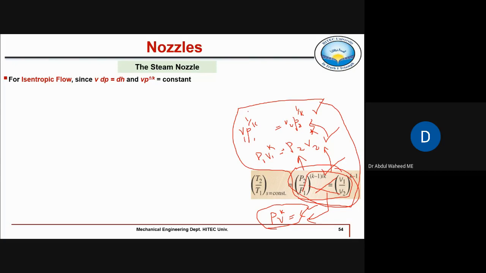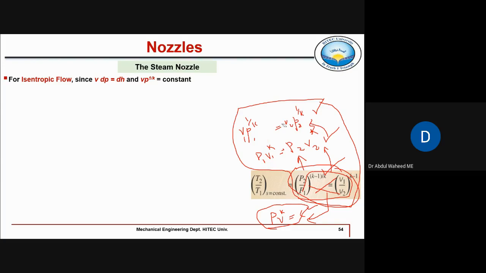Okay. On the basis of this equation, it is written here, and this equation is for isentropic, S is equal to constant from 1 to 2. So that is written here, Vp to the power 1 over k for an isentropic flow. Now what is this thing? VdP is equal to dH. Now let's see what is this. VdP is equal to dH. ये अगर क्लियर नहीं है तो let's discuss later on, because it is the basic mathematics.